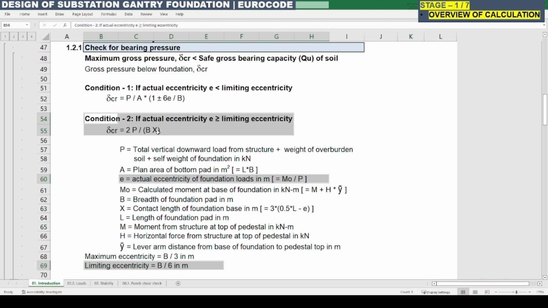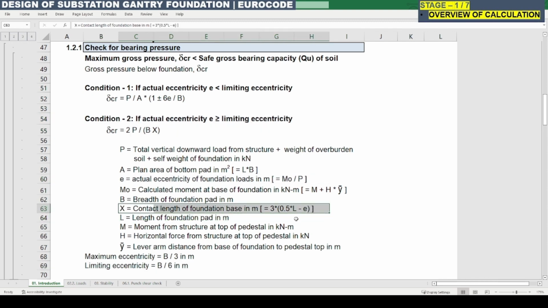2B divided by 3x. So for calculating the x, this is the contact length of the foundation base. We need to calculate as per this formula 3 into (0.5 L minus E). So E again is the actual eccentricity, and here the remaining values like P divided by A. The P is the total vertical downward load from the structure plus weight of the overburden soil plus self weight of foundation in kilonewton, and A is the plan area of the foundation.